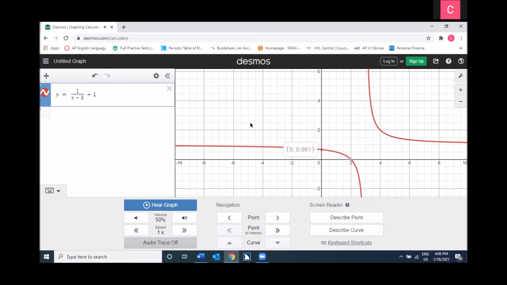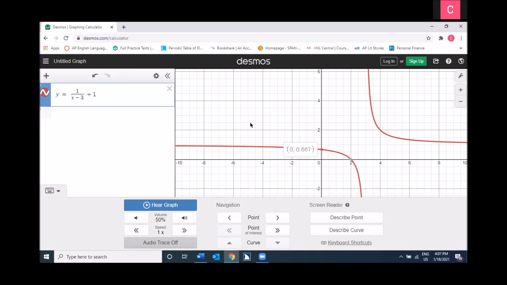Okay, so you may have noticed that the graph is in 2 parts here. We have the left side of our hyperbola and then a space where it's undefined. The graph is undefined, so you just hear white noise. And then you have the right side of your hyperbola.